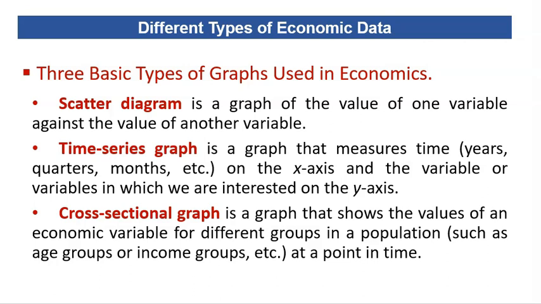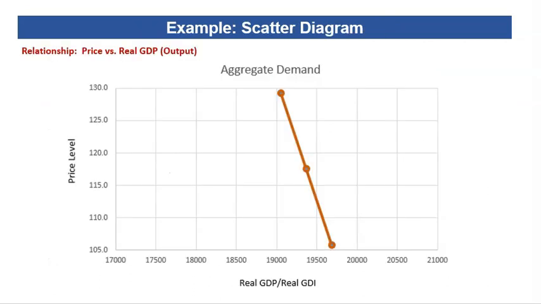3. A cross-sectional graph is a graph that shows the values of an economic variable for different groups in a population, such as age groups or income groups, etc., at a point in time. An example of a scatter diagram is presented on this slide, which shows the relationship between the aggregate price level in the nation and real GDP or real gross domestic income, GDI.